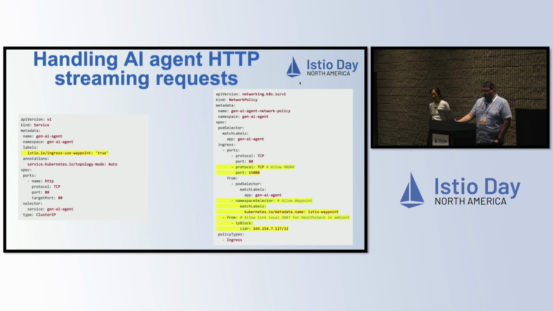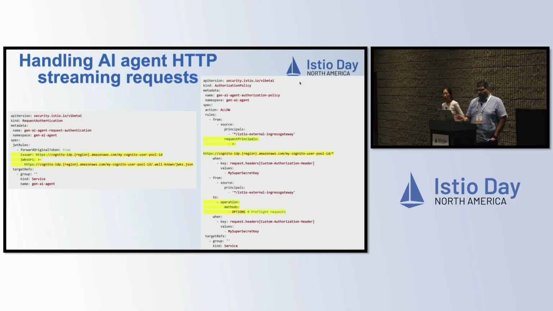So to configure this, I just want to go with the highlights. The destination service should have the label istio.io/ingress-use-waypoint: true. And we updated the network policy to allow, as Harri already mentioned, any service to be able to communicate with waypoint by allowing port 15008. And also we enabled the namespace for the waypoint in case we are using a waypoint in a different namespace.